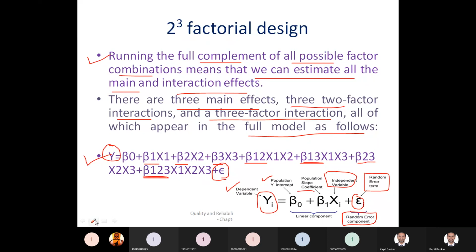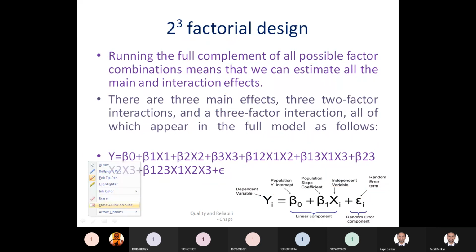From this type of model, you can predict how much effect that independent variable has on your response, or how significant that particular independent variable is on your dependent variable or the response.